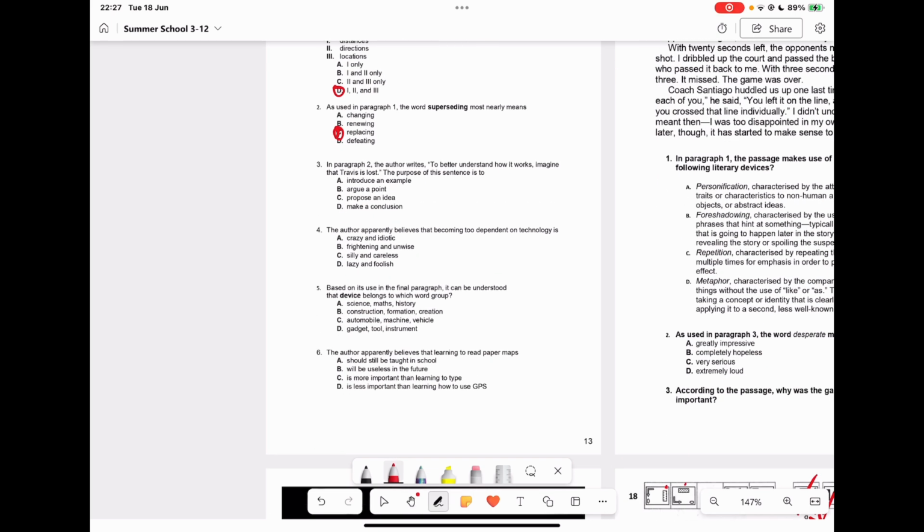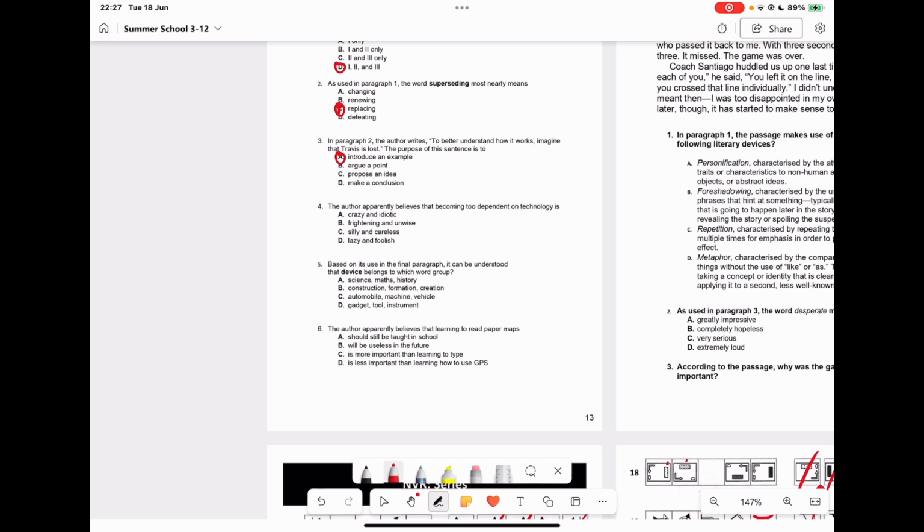In paragraph 2, the author writes, to better understand how it works, imagine that Travis is lost. The purpose of this sentence is to introduce an example, argue a point, propose an idea, or make a conclusion. This would be A, introduce an example. The author apparently believes that becoming too dependent on technology is crazy and idiotic, frightening and unwise, silly and careless, or lazy and foolish. So this would be silly and careless.